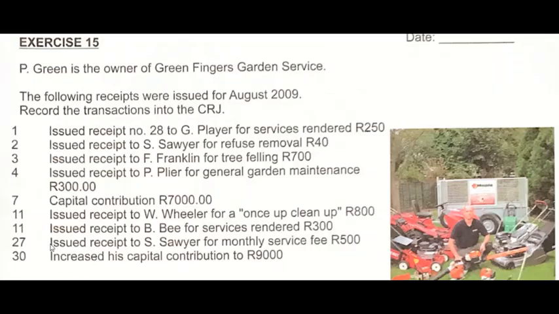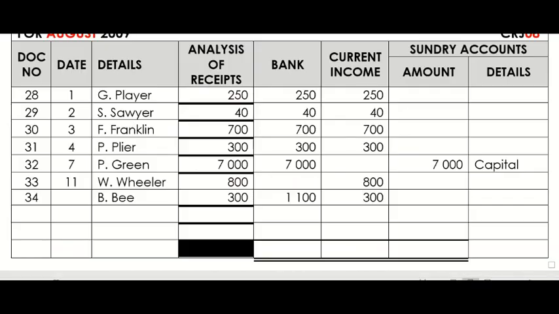Then the second last transaction, on the 27th of August, was issued receipt to S. Sawyer for monthly service fee. Okay, so it would be receipt number 35 on the 27th to S. Sawyer, 500 Rand. It's the only transaction for the day, so you can draw that thick line, cash up your till, put the money in your bank, and it's for services, so it counts as current income.